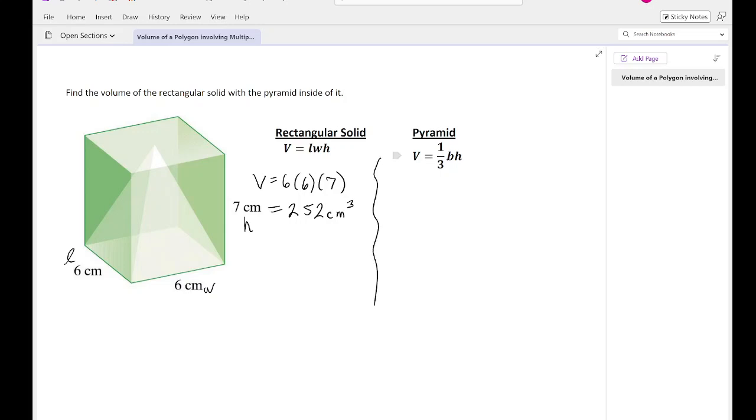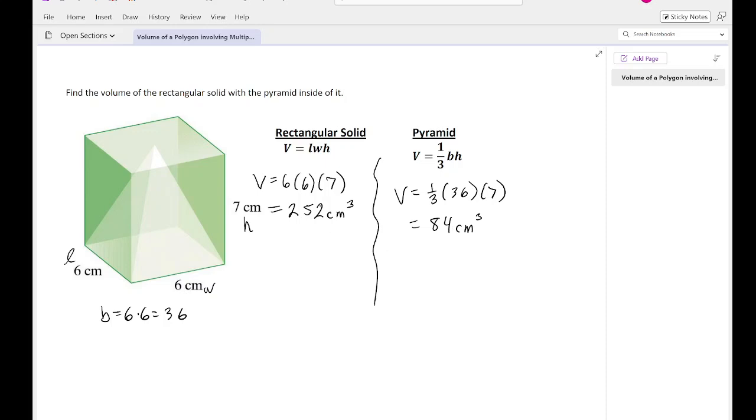Now I'm going to find the volume of the pyramid. I need to know the base. It's not given to me, but I can find it by multiplying the length times the width. That'll be 36, so base is 6 times 6. So the volume is going to be 1/3 times 36 times 7. And this is going to just come out to be 84 cubic centimeters. So that's the volume of the pyramid.